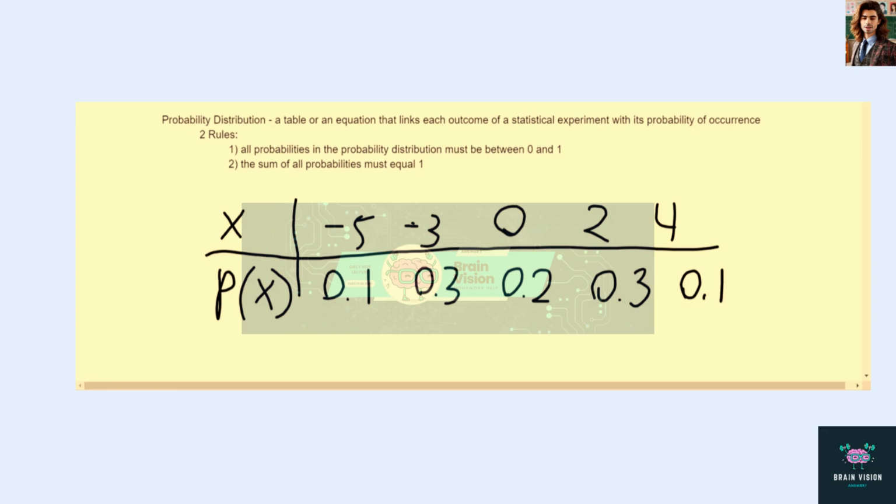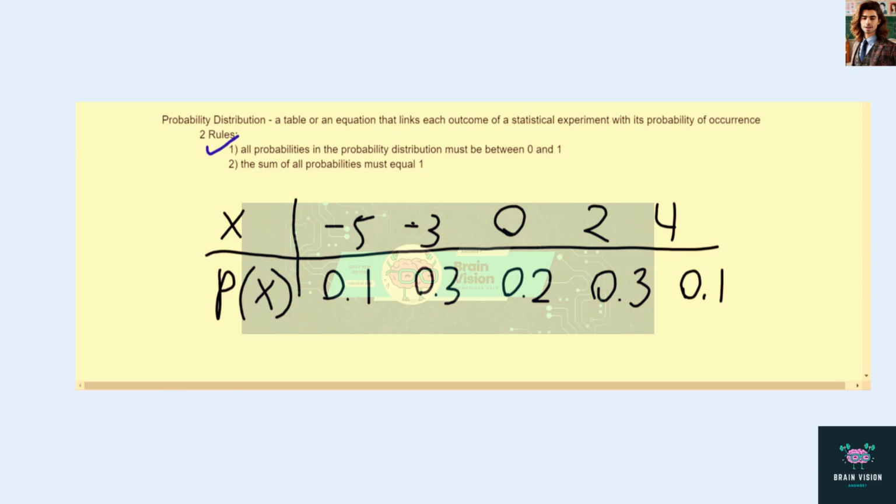Now, first thing we see after writing out our distribution, we see that rule number 1 is followed. All of our probabilities are between 0 and 1. We don't have any negatives, and we don't have anything greater than 1.